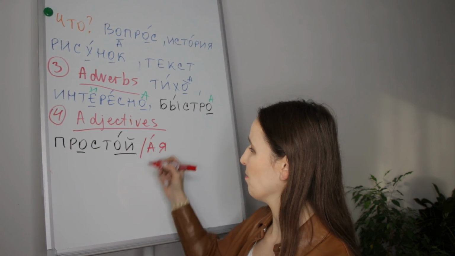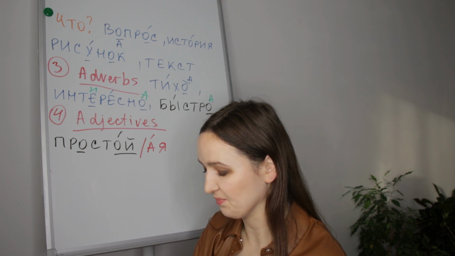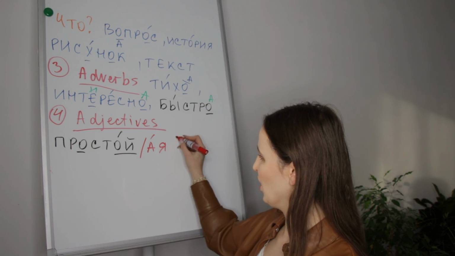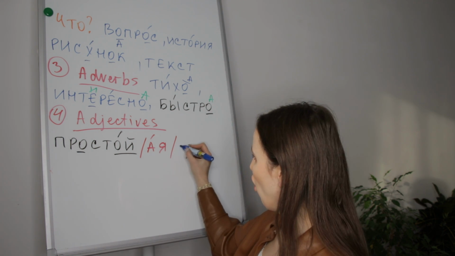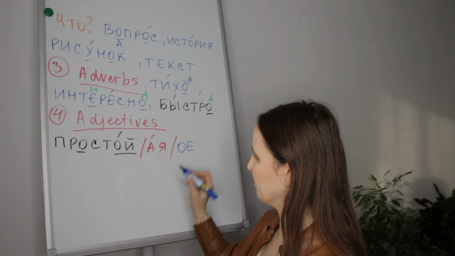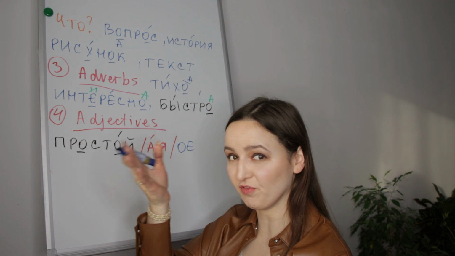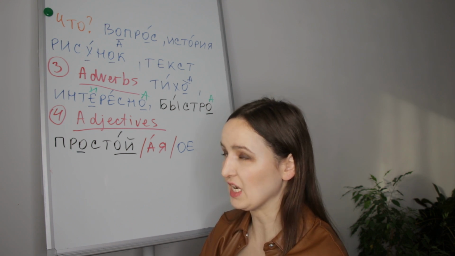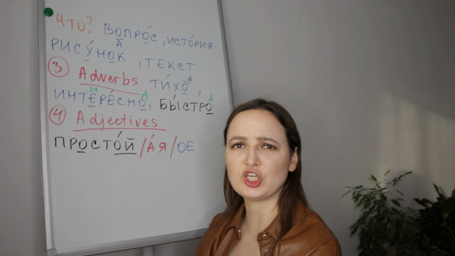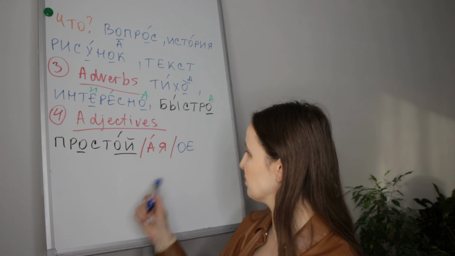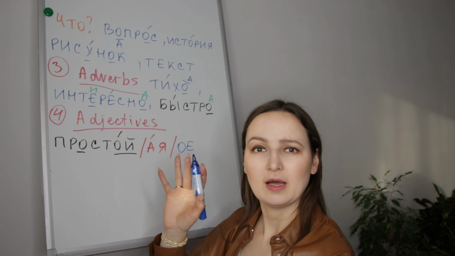Простая. Neuter will be простое. So it will be followed by a neuter noun. Простое предложение. We will use простое because предложение, sentence, is neuter in Russian language.